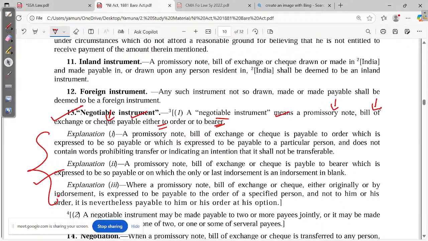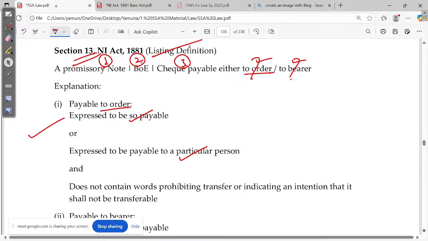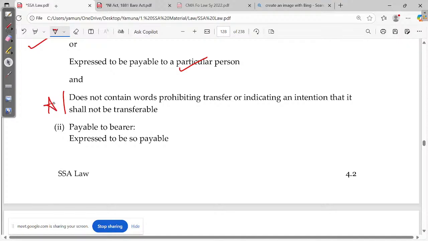So to give more clarity, sometimes the explanation will be given directly. It's given in a para, like explanation 1, explanation 2, explanation 3. I have just broken them into different lines and put it in. For the first one, payable to order, it has to be expressed to be so payable, or payable to a particular person. Please make note, this is the important line: does not contain words prohibiting transfer. That's why this is negotiable.